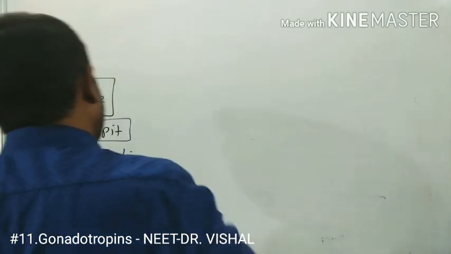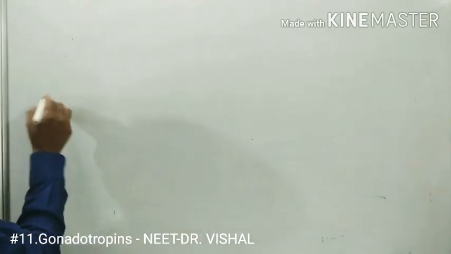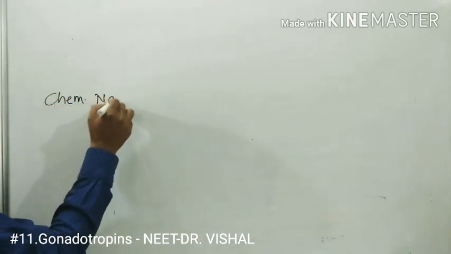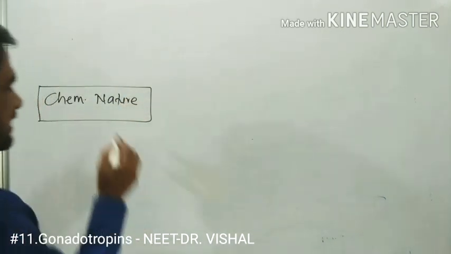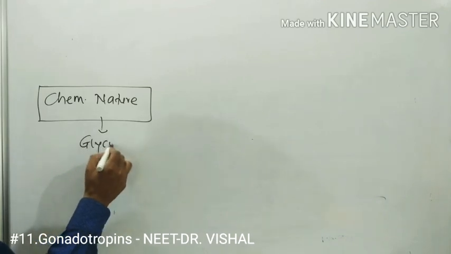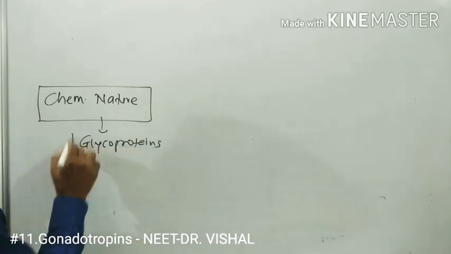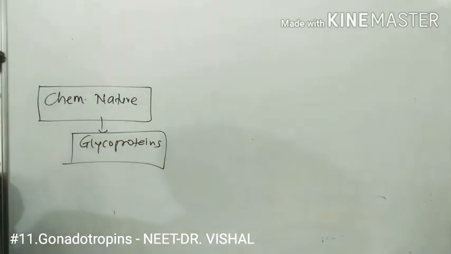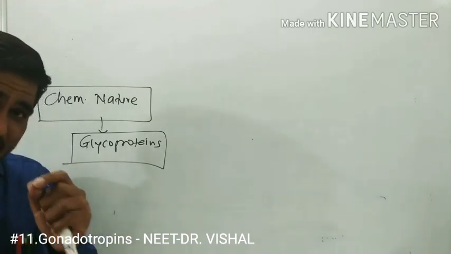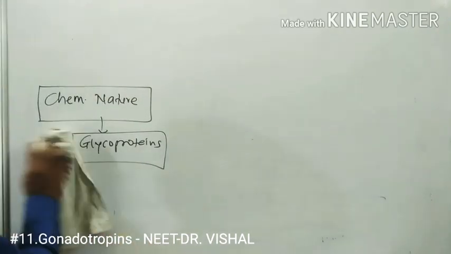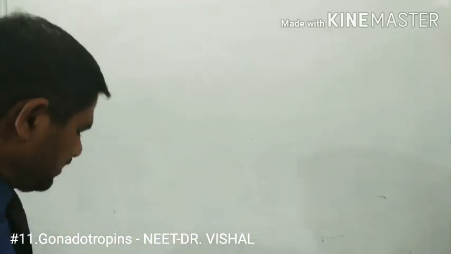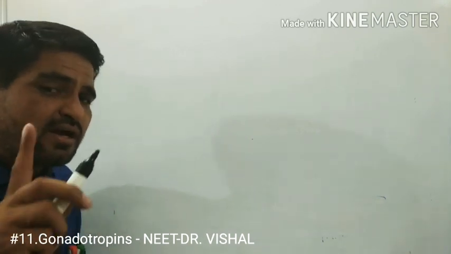As for every hormone, we are also discussing the chemical nature of the hormones. This is also important to understand chemistry. So what is the chemical nature of gonadotropins? If you remember in the classification of hormones we discussed, chemically gonadotropins are glycoproteins. This is very, very important. All the hormones of the pituitary gland are peptide or protein, but this is a conjugated protein called glycoprotein. Around 100 amino acids are present in gonadotropins.